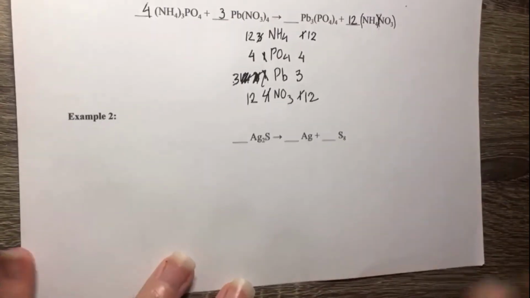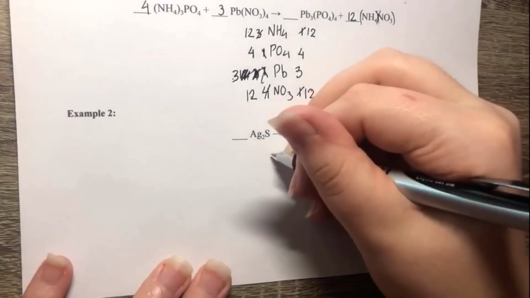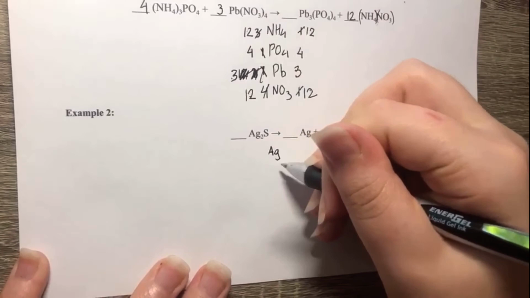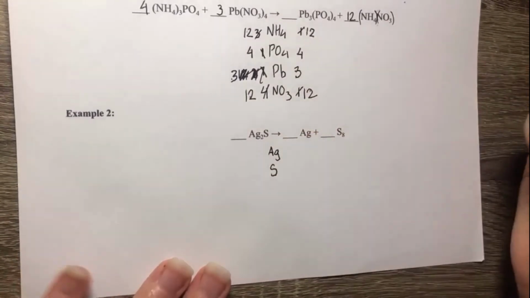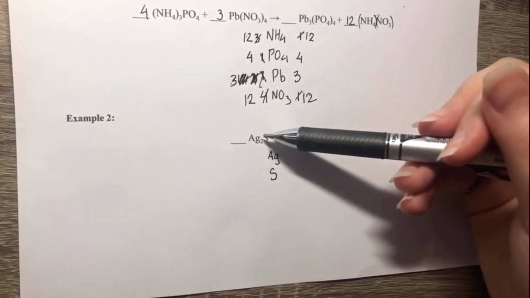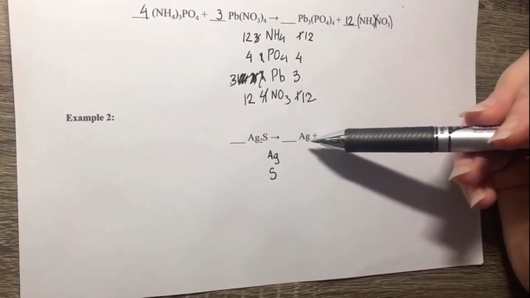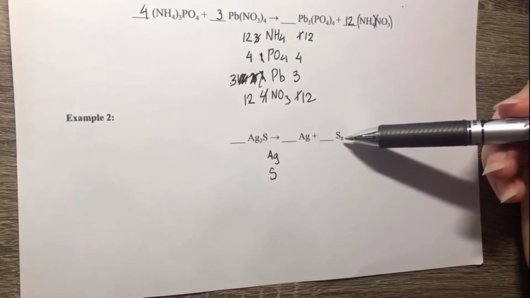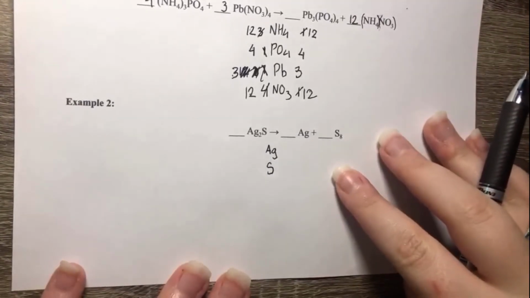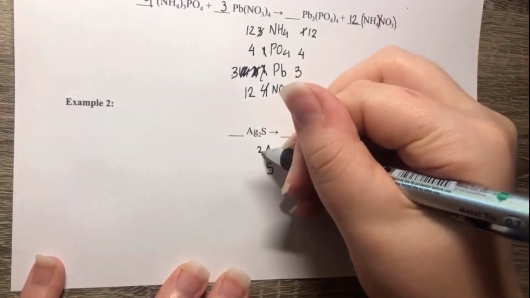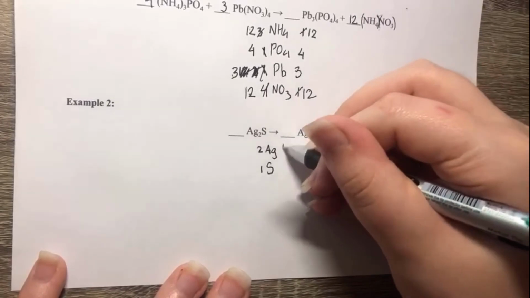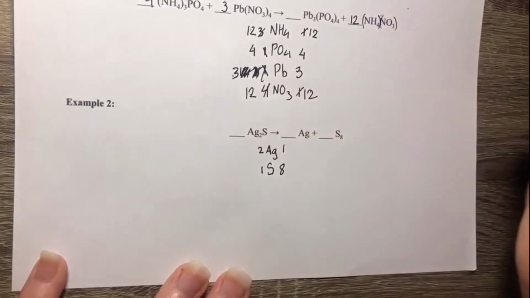So now we have our second example, which is a little bit easier. We have Ag, which is silver, and S, which is sulfur. And we have a silver sulfide over here, and we have a regular silver and a sulfur over here. And we're just going to try and balance it. And so we have 2 silvers and 1 sulfur over here, and then we have 1 silver and 8 sulfurs over here.